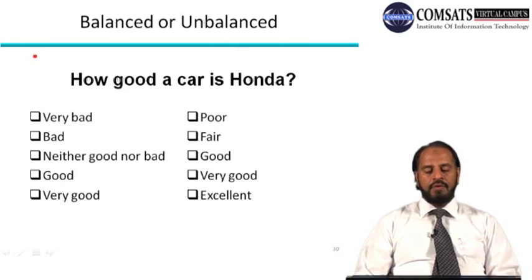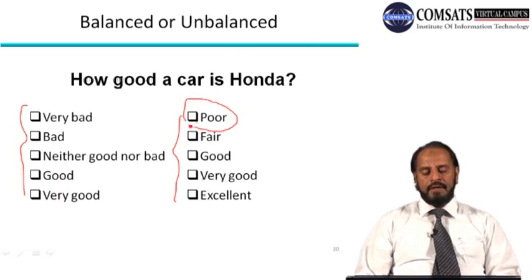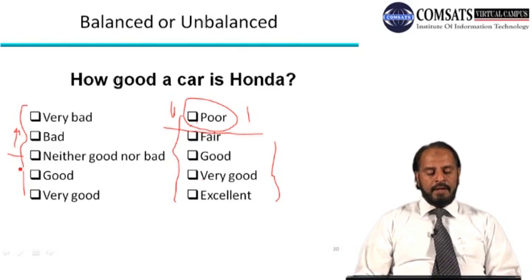So let's have a look at that. How good a car is Honda? In this example, you have very bad, bad, neither good nor bad, good, or very good. This is an example of what we call a balanced scale. But if you give options like excellent, very good, good, fair, and poor, now here it is not balanced. You have more options on one side, whereas just one option on the other. This one is nicely split into two feelings, from negative to positive, whereas this has less of that. So make sure that even if you're trying to use an interval scale, it should be balanced.